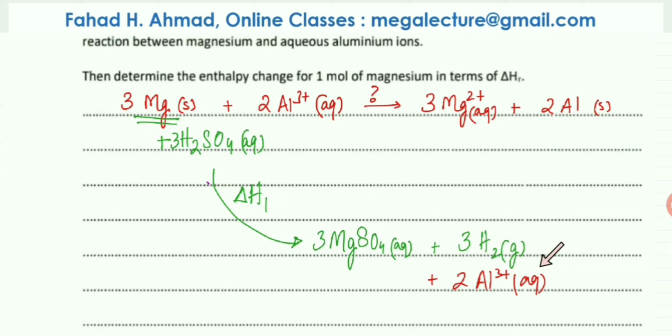The other thing that I'm going to do is this MgSO4 is aqueous. Remember, ionic compounds, when they are in aqueous state, are in their dissociated form. So instead of writing 3MgSO4 aqueous, you're going to write this as 3Mg2+ in aqueous state, plus 3SO4 2- ions, and they would also be in aqueous state. So I'm writing MgSO4 in its dissociated form.